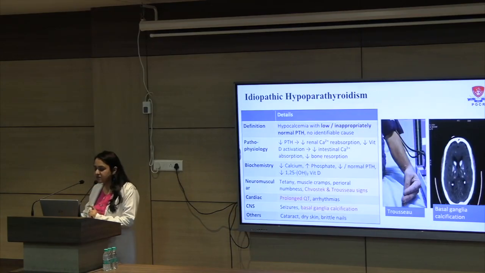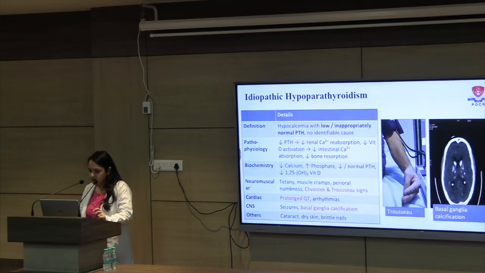Coming to hypoparathyroidism, idiopathic hypoparathyroidism is hypocalcemia with low or inappropriately normal PTH with no identifiable cause. So low PTH leads to decreased calcium reabsorption, decreased vitamin D activation and reduced intestinal absorption, so biochemically low calcium and high phosphorus. Clinically, the patients will present with tetany, muscle cramps, positive Chvostek and Trousseau sign, prolonged QT and arrhythmias. Here in the first image, we can see a positive Trousseau sign, and the second image is of NCCT brain, where you can see basal ganglia calcification.